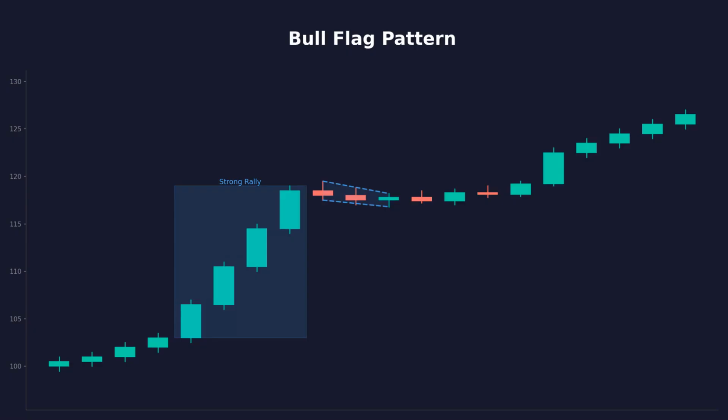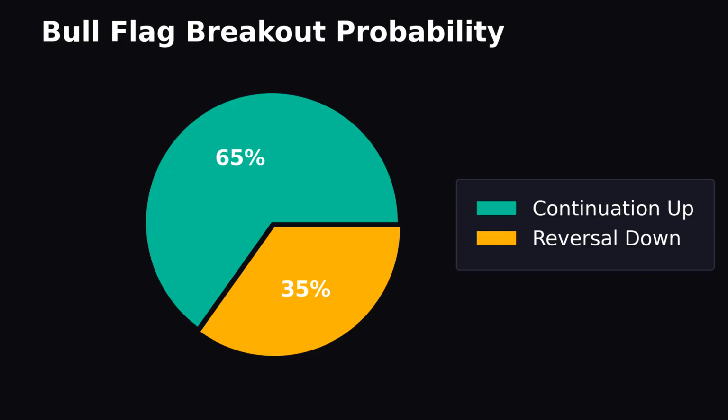Let's apply this to a specific chart scenario. Here, we see a strong move up, followed by a pause. Many traders might see this pause as a reversal, but look at the context. The momentum is clearly up. Because the context is a strong uptrend, those small sideways bars are not a reversal, they are a bull flag. The context dictates that the probability of a breakout to the upside is roughly 60 to 70%.